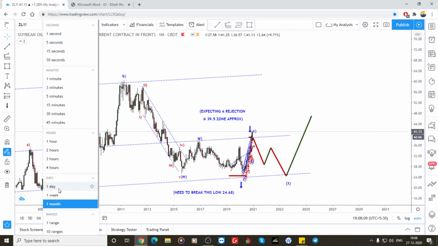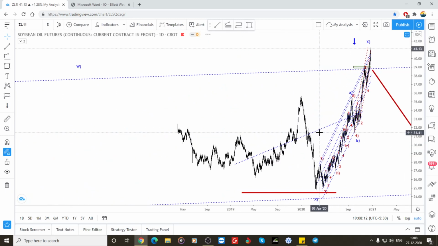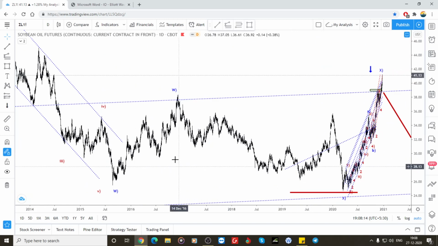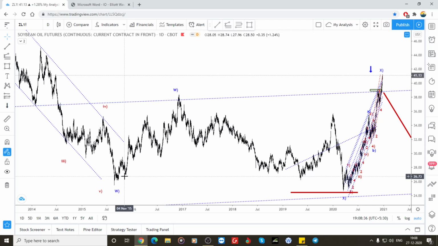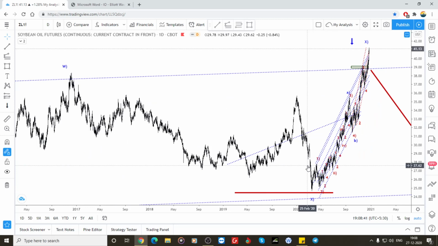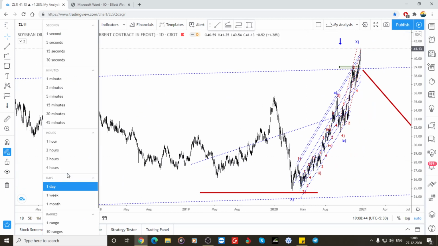So moving to the daily. Here is an expanding flat correction. Here it's a W and we already broke the low. So this is X and we are in the Y of this X. Here it's the impulsive wave, because for example this is an ABC, B, and C is impulsive. So exactly, it is in the channel.